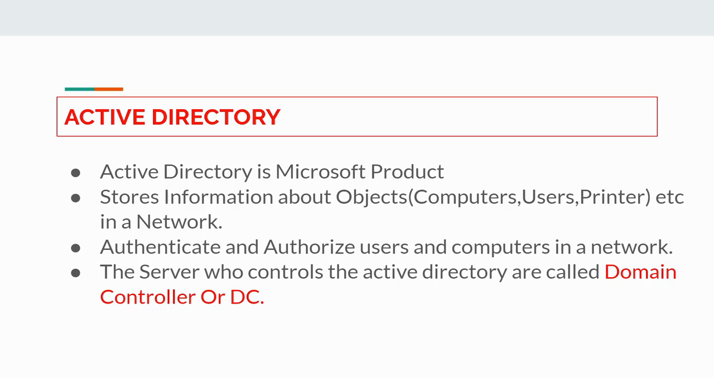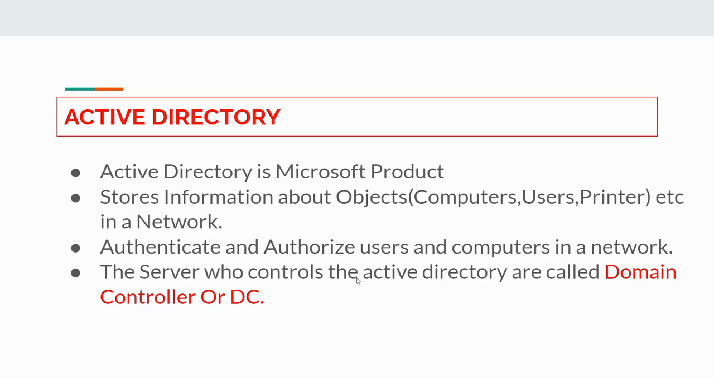Active Directory is a Microsoft product and it stores information about objects like computers, users, printers in a network. It also authenticates and authorizes users and computers in a network. The server that controls Active Directory is called a domain controller or DC.